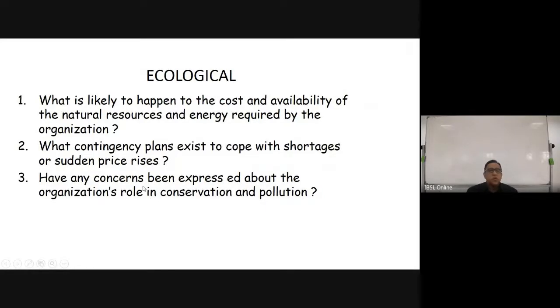Ecological. What is likely to happen? Ecology is about the planet. What is likely to happen to the cost or availability of the natural resources and energy required by the organization? What contingency plans exist to cope with shortages or sudden price rises? Have any concerns been expressed about the organization's role in conservation and pollution? Pollution of the planet.